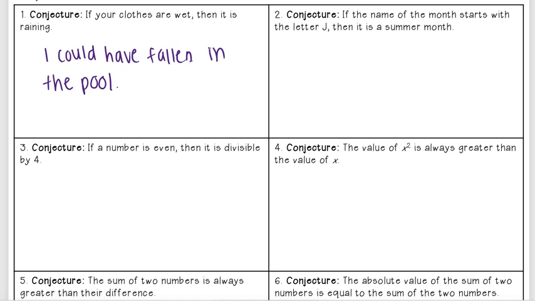Okay, next one. If the name of the month starts with the letter J, then it is a summer month. So to come up with a counterexample again here, I need to find a month that starts with the letter J, but I don't want it to be a summer month. So if you think through all the months, you'll find, well, the very first one, January.